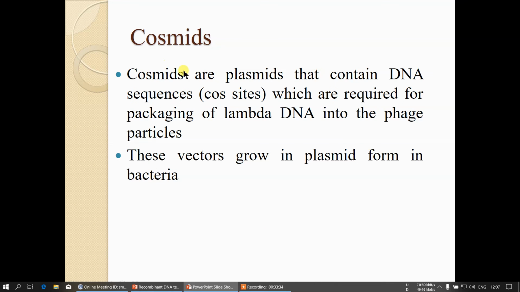Another type is the cosmids. They are like plasmids and contain a DNA sequence called the cos site, which is required for packaging of the lambda DNA into the phage particle. It is a specific type of plasmid only. These vectors grow in plasmid form in the bacteria.